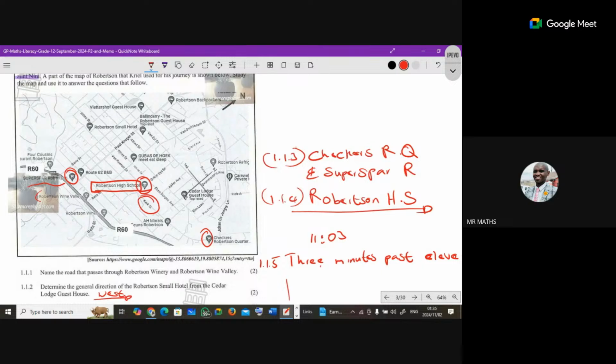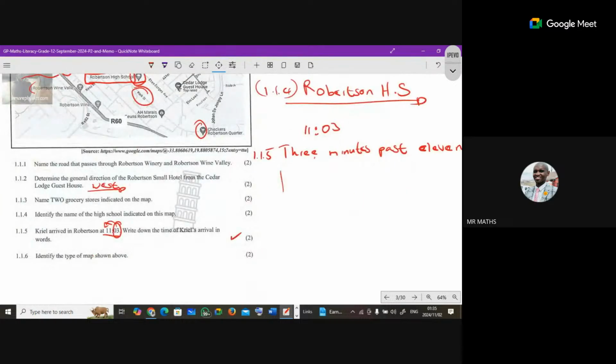Okay, what type of map are you looking at? So it's a street map, it's a road map, depending on what you want it to be. I said it's a road map, or you can say it's a street map, depending on you. So it's a road or street map.